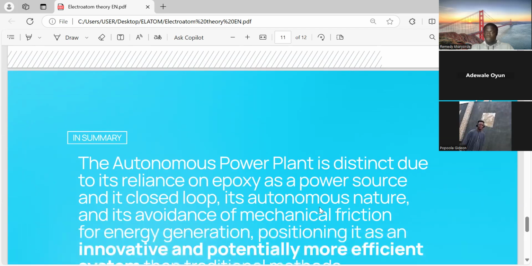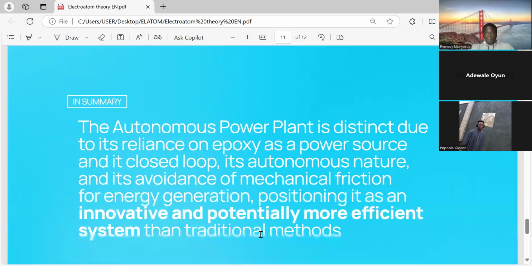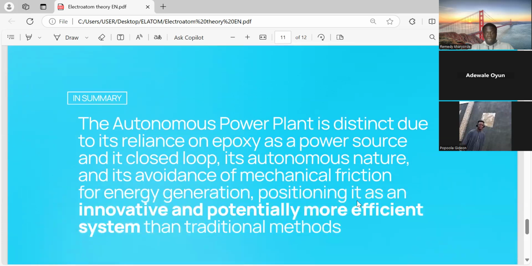The autonomous nature means the isolation part of it, because it would work without any human intervention. It works in isolation and it's going to work really, really good. And its avoidance of mechanical friction for energy generation. So position it as an innovative and potentially more efficient system than traditional methods.